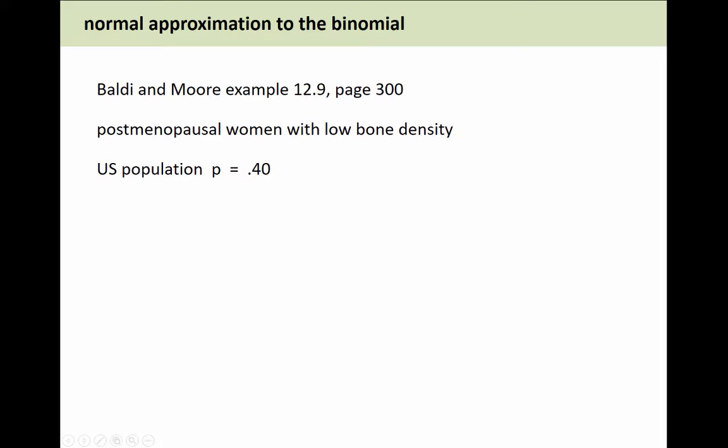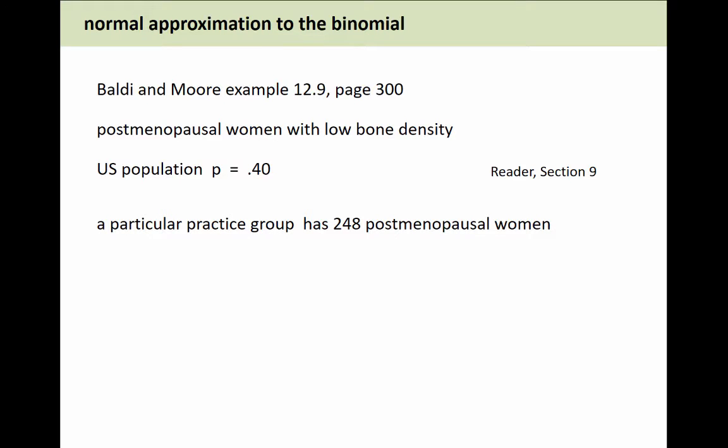So how this is going to work is pretty simple. We're going to do it in an example. Here's a story from Baldi and Moore that has to do with postmenopausal women with low bone density, and they tell us that for the U.S. population, the proportion is 40%. And we've done a couple other things with these data before in our probability work in week 2. So now we're taking a look at this for the normal approximation to the binomial. And they tell us in this problem that a particular practice group has 248 menopausal women and that 82 of these women have low bone density.